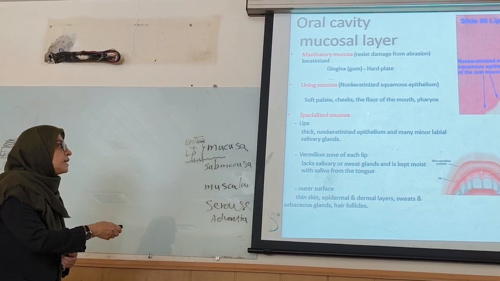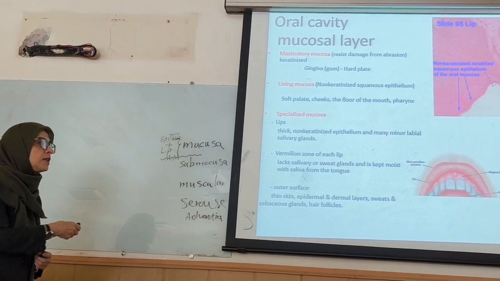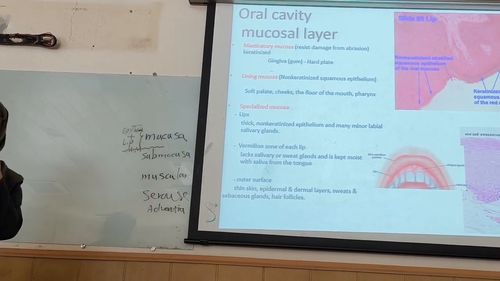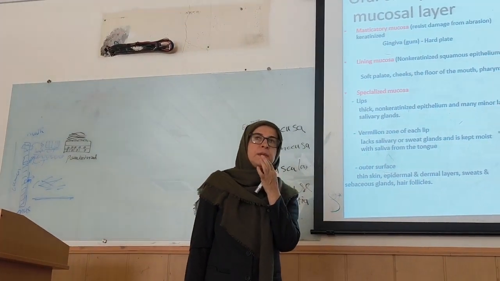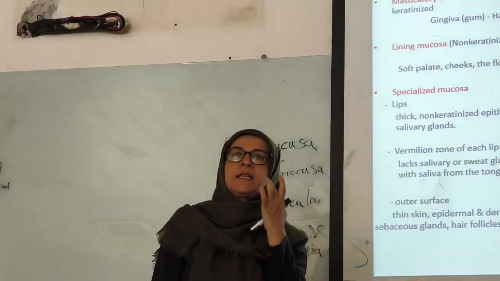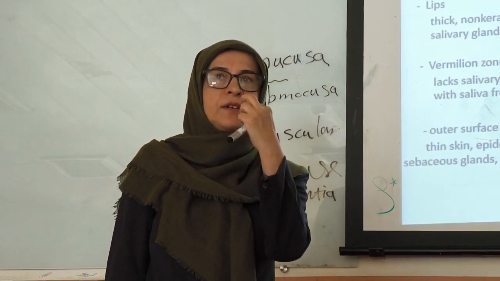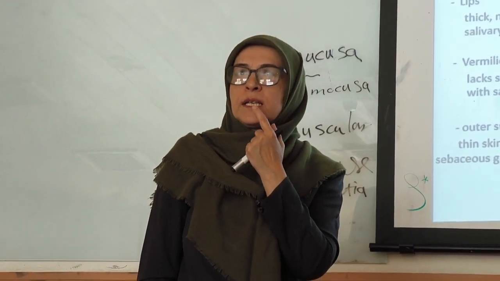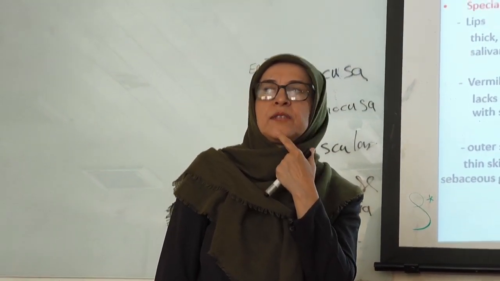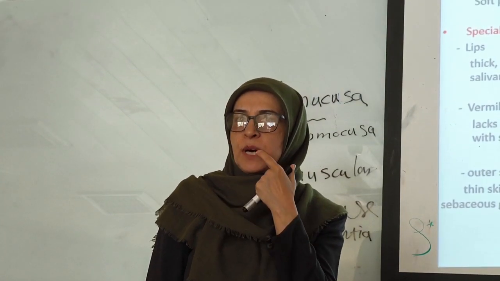And finally, the specialized mucosa lines just the lips. This part of the lips is named the vermilion, which separates the face from the internal part of the oral cavity, and it is more red compared to other parts of the surface. Yes, this part is named the vermilion.